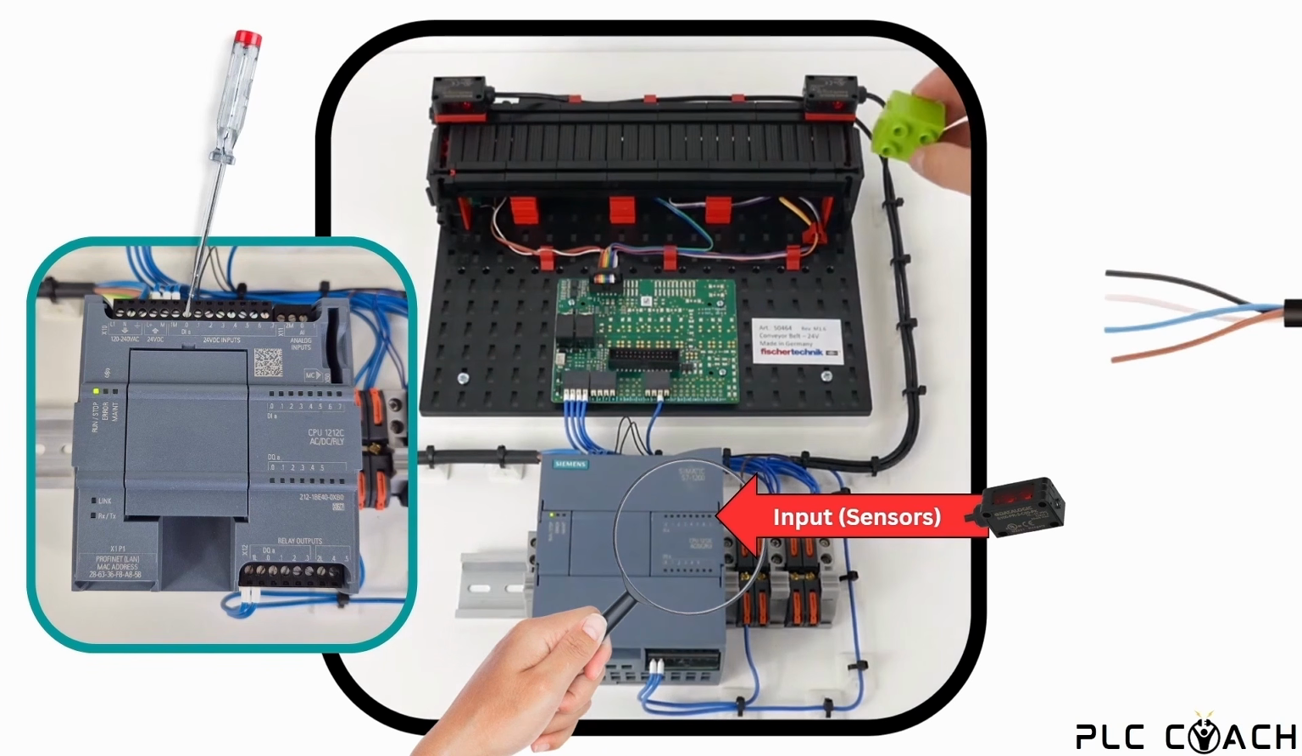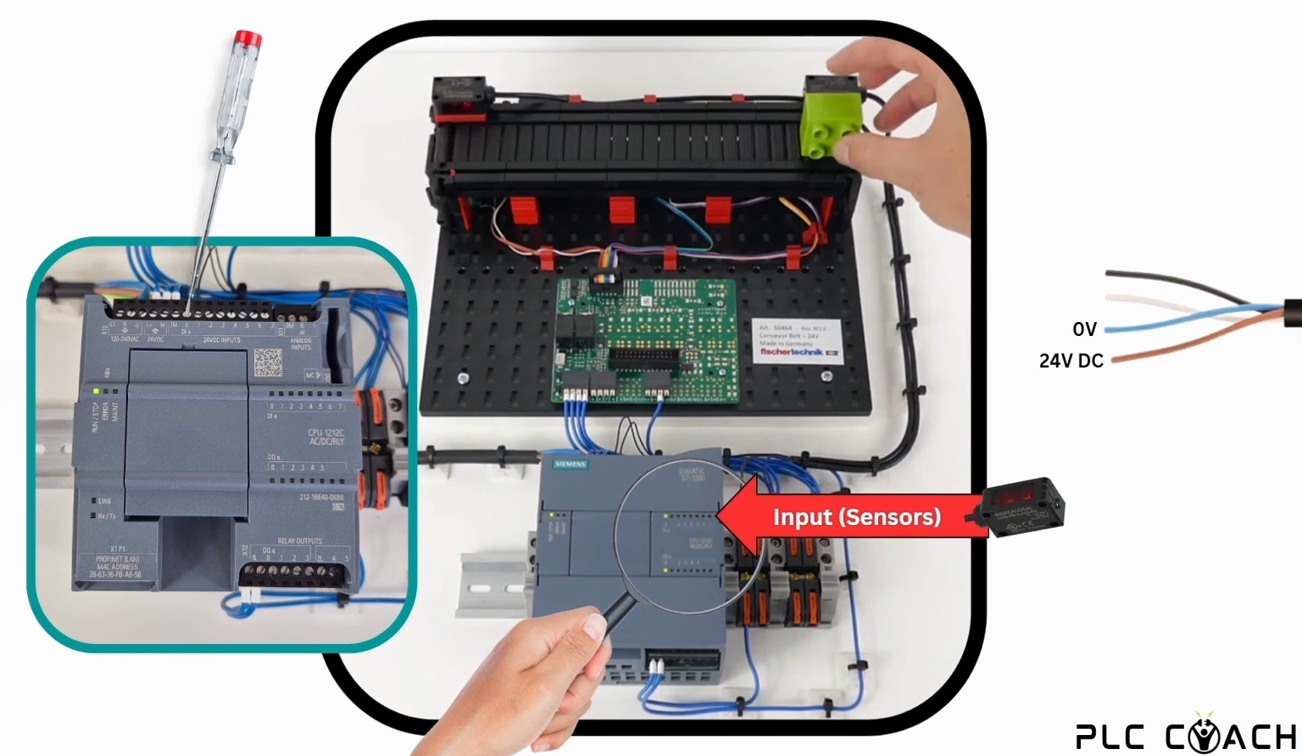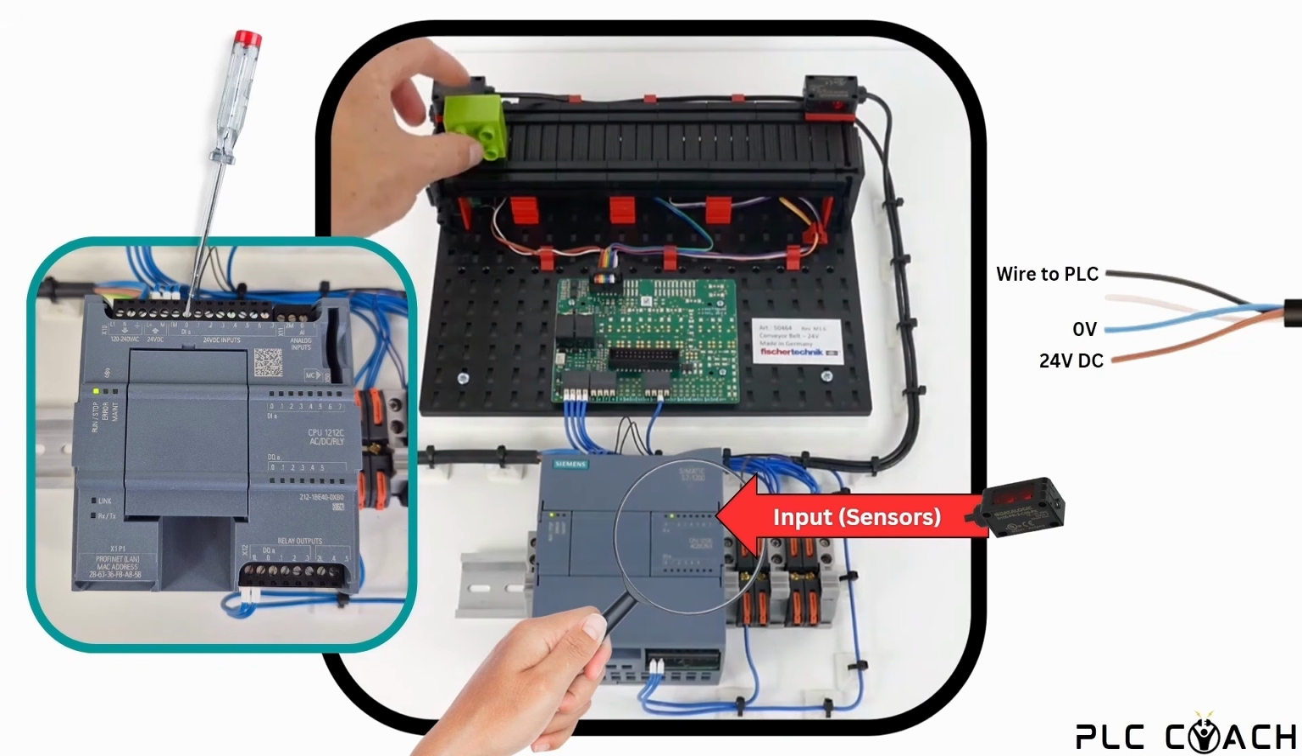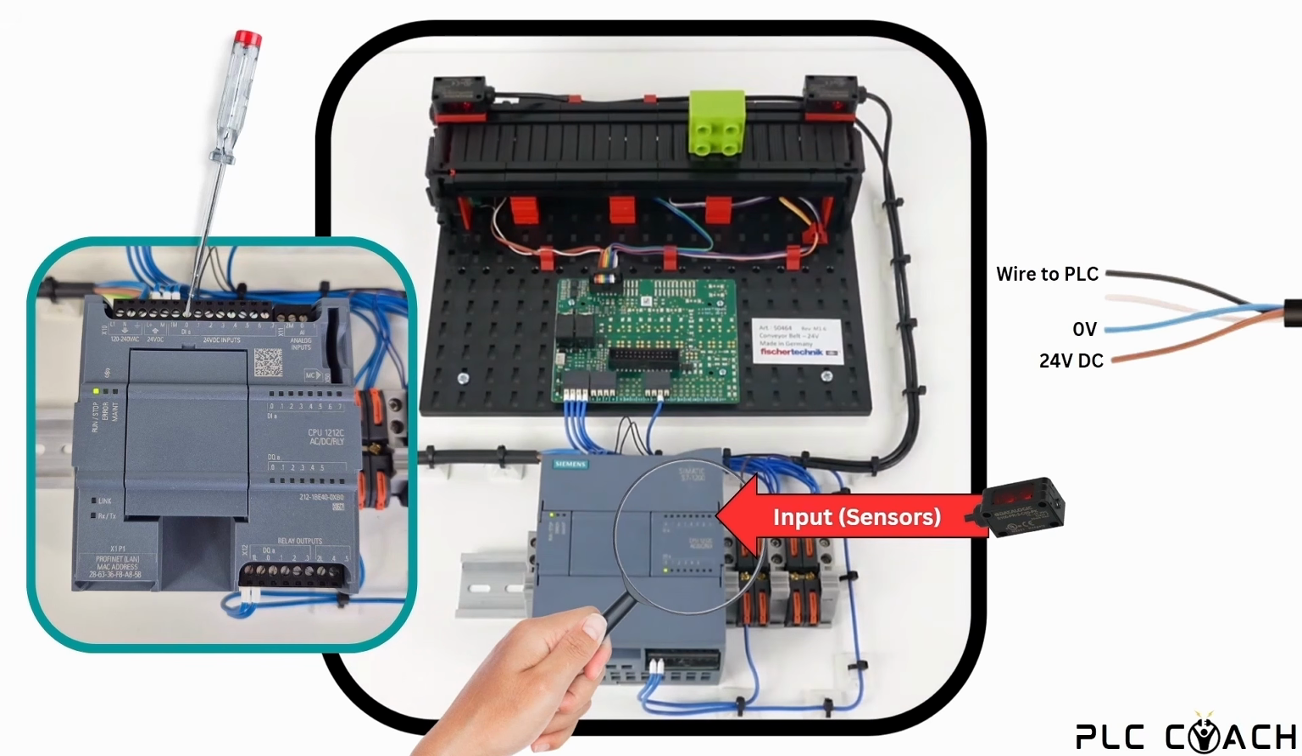Wiring a sensor is not as complicated as you might think. Our sensor is using only 3 wires. You need the brown and blue ones for the power supply. The black wire sends the status of the sensor to the PLC. Our sensor is a digital sensor. That means it can only send 0 volt or 24 volts to the PLC.